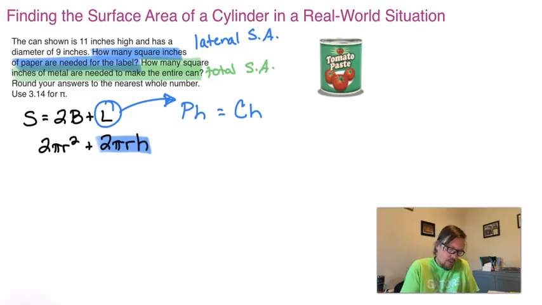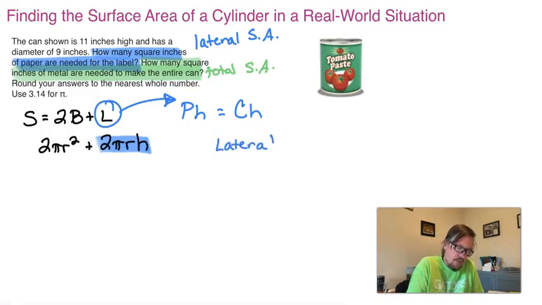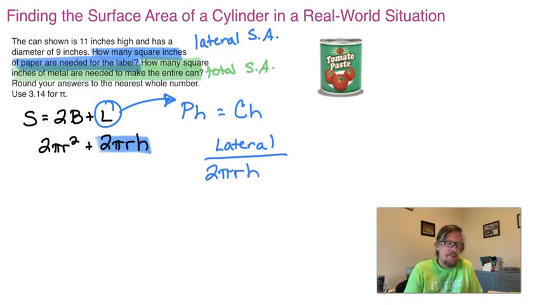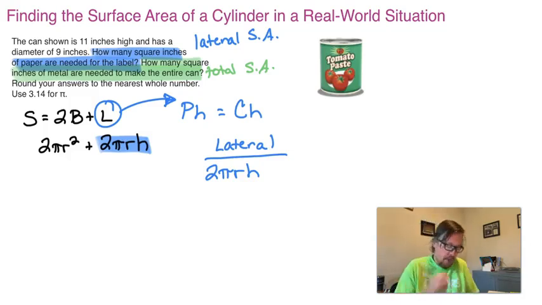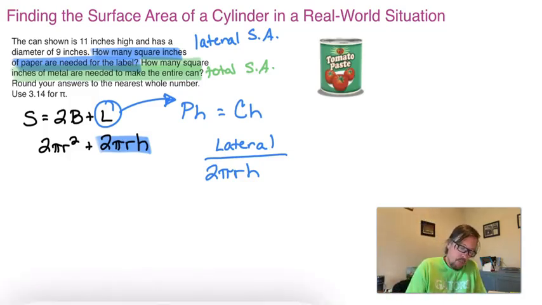So let's do lateral first, since that was the first question. It said find the lateral surface area. Let's do just that part. Lateral surface area is 2 pi r h. Now, you may be wondering, since the problem gives us diameter, it says the diameter is 9 inches, why am I doing 2 pi r instead of pi times the diameter? And you can. It's totally fine to do that. I'm using r because for the total surface area, I'm going to need r anyway, so I'm going to figure it out at some point. But it literally does not matter, whatever you want to do.